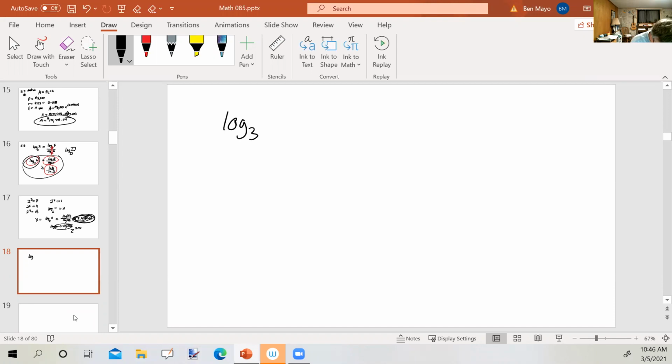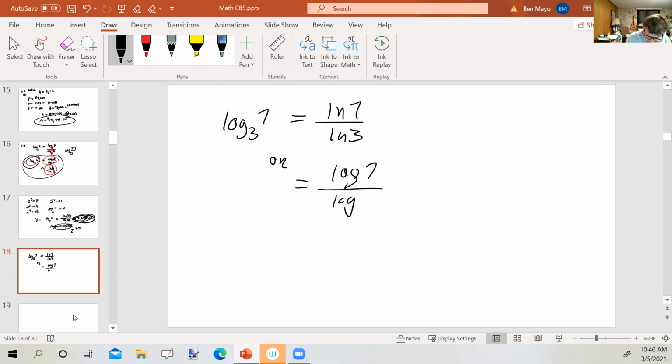Log base 3 of 7. Again, we can use natural log or log base 10. If we use natural log, it would be the natural log of 7 over the natural log of 3. Or if we use log base 10, it would be log of 7 over log of 3. Now, the natural log of 7 does not equal log base 10 of 7, and natural log of 3 doesn't equal log base 10 of 3. But the ratio of this to this and this to this are equal. So let's see, natural log of 7 divided by natural log of 3.